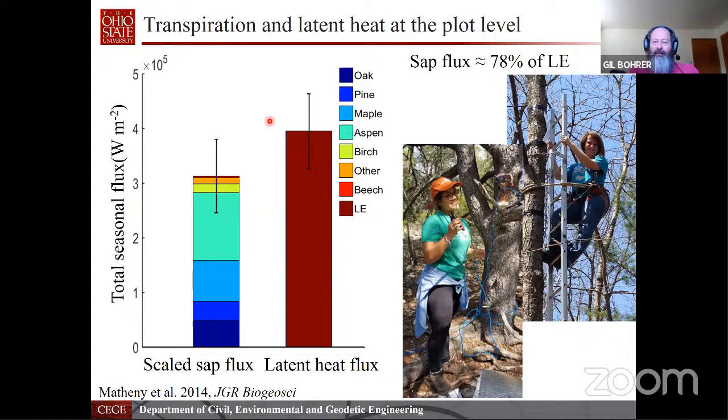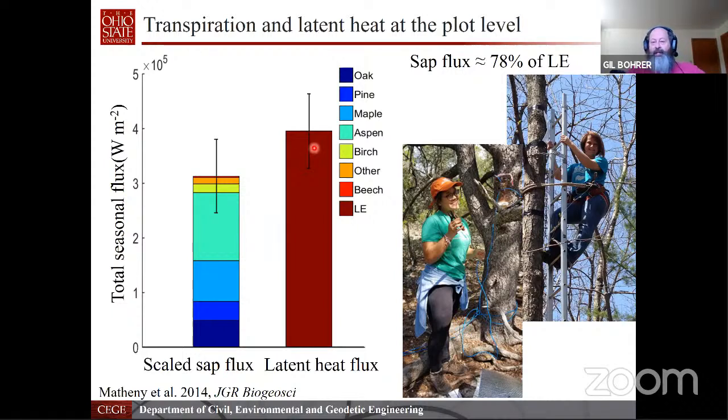Again, we don't have an infinitely heterogeneous forest. We have only about 6 or 7 species that we care about. So if we measure more than 5 to 10 trees of each species, sampling the medium ones and large ones, we can reconstruct the total sap flow to match, more or less, what we measure with eddy covariance.